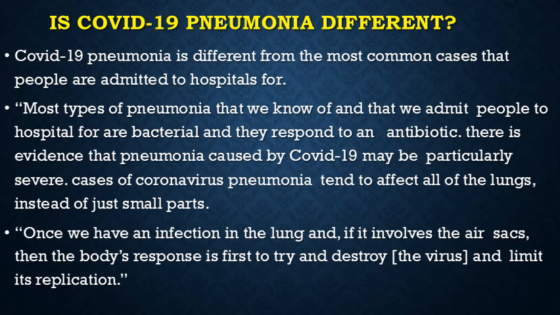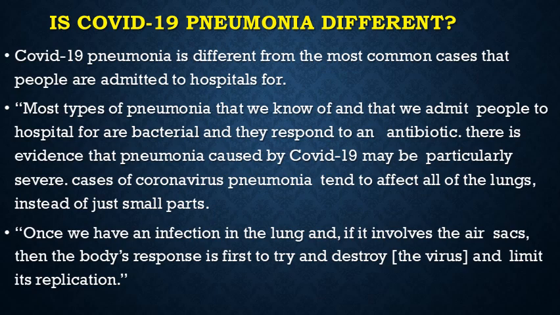COVID-19 pneumonia is different from most of the cases that people are admitted to the hospital for. Most types of pneumonia that we know and that we admit people to hospital for are bacterial, as we know, community-acquired pneumonia, the typical type of pneumonia. The most common type of bacteria, as we discussed in the first group of slides, is pneumococcal pneumonia, the same Streptococcus pneumoniae, or other types of bacteria, Haemophilus influenzae, Pseudomonas, or any other type of bacteria.